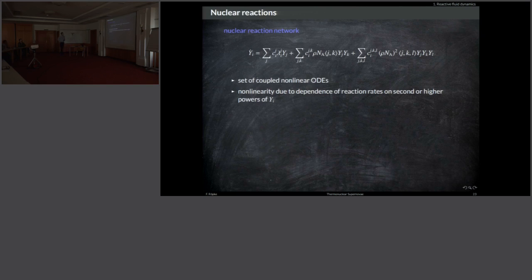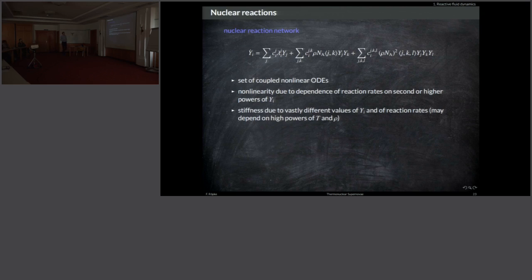The nonlinearity here is due to the dependence of the reaction rates on second or higher powers of the abundances themselves. Now the problem that one in principle has with solving such reaction networks is the stiffness of the system, and this is due to the vastly different values of the abundances of different species that we have in the matter, and the vastly different values of the reaction rates.